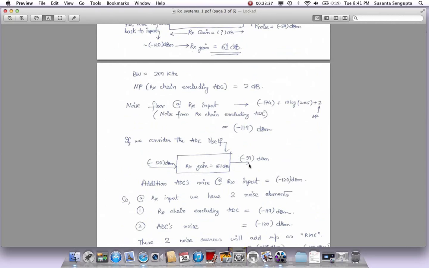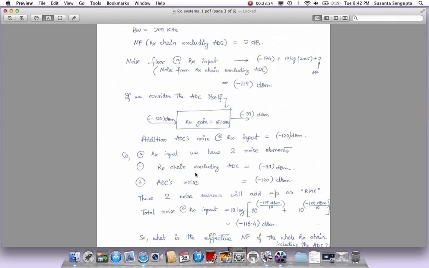With the ADC, where we said the ADC noise is minus 59 dBm and we have 61 dB gain, this is minus 120 dBm. So we are getting two noises. One excludes the ADC, the other is from the ADC, and they are uncorrelated. So what do you do when you have two noise sources? You have to add them, not as RMS, I made a mistake here, it's mean square. Since these are uncorrelated noise, we have to square them and take a mean, and that will give us the total noise. The noise from the RX chain itself, excluding the ADC, is minus 119 dBm. The noise from the ADC itself is minus 120 dBm.